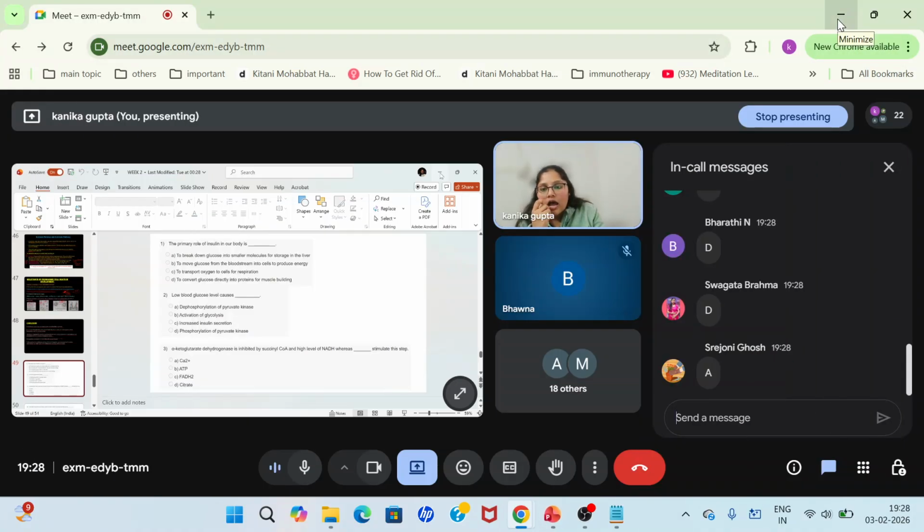The answer to question number 2 is, yes, it is D. It will lead to the phosphorylation of pyruvate kinase. Okay, next question is, alpha ketoglutarate dehydrogenase is inhibited by succinyl coenzyme A and high levels of NADH, whereas which of the following stimulates this step? If succinyl coenzyme A and high level of NADH are inhibiting alpha ketoglutarate dehydrogenase, what can activate it?